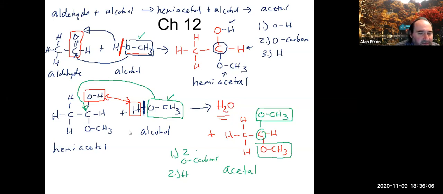So this is sort of a two-step process, starting with an aldehyde. You add one alcohol to it, you get a hemiacetal, which has an OH group. That's a good way to remember hemi, OH group. Oxygen carbon group and a hydrogen. Add a second alcohol to it, water will come off, and that second oxygen carbon group is added in, and that gets us to an acetal. Any question on that one right there?